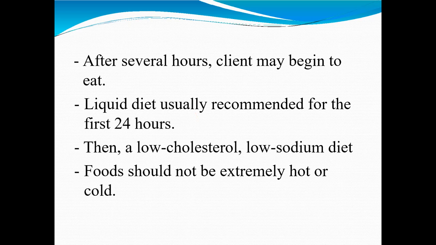Then a low cholesterol or low sodium diet should be given to the patient, and the food shouldn't be extremely hot or cold. So simply provide the liquid diet recommended for the first 24 hours, neither hot nor cold food. The diet must be free from cholesterol and low in sodium concentration.